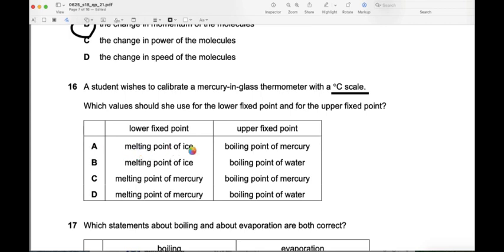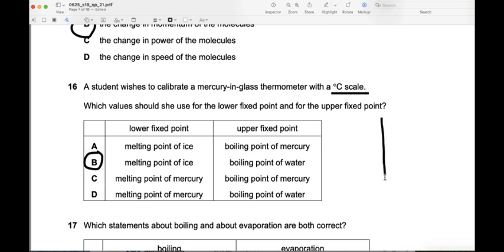Because A says melting point of ice, boiling point of mercury, no. B says melting point of ice, boiling point of water, yes. If you are doing thermometer calibration, this is what we do, okay? This is what you need: the melting point of ice for the lower fixed point of the thermometer.